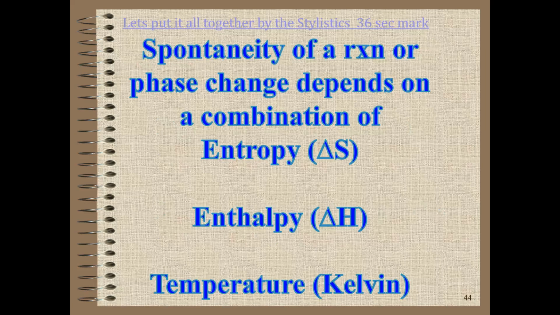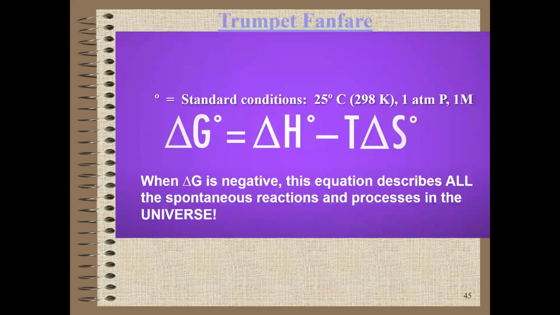And then we got this equation, right? There's our fanfare equation. Delta G equals delta H minus T delta S. And if delta G is negative, it's spontaneous. And it depends on what the other values are. This little 0 here, you should know, there'll be a question on that. That means it's standard conditions: 1 molar, 25 degrees Celsius, and 1 atmosphere pressure.